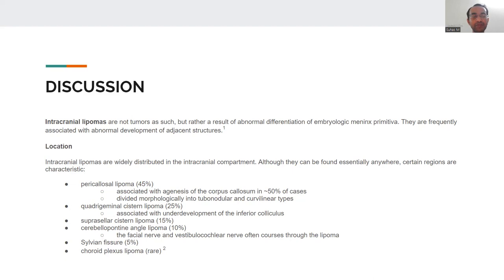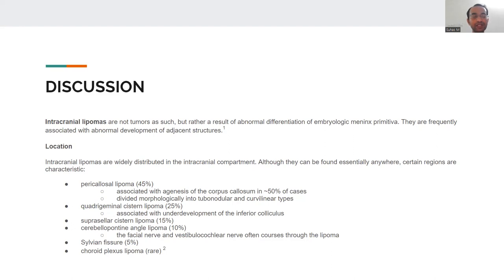Pericallosal lipomas comprise 45% of all intracranial lipomas, and they are usually associated with agenesis of the corpus callosum in approximately 50% of the cases. They are divided morphologically into tubulonodular and curvilinear types. 25% of intracranial lipomas are quadrigeminal cistern lipomas. They are associated with underdevelopment of the inferior colliculus.